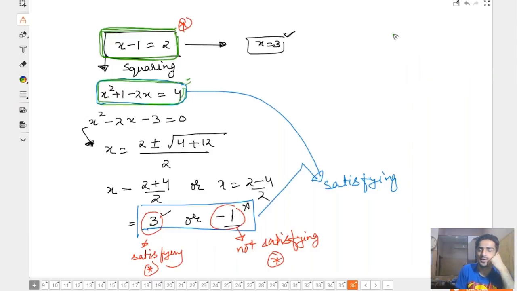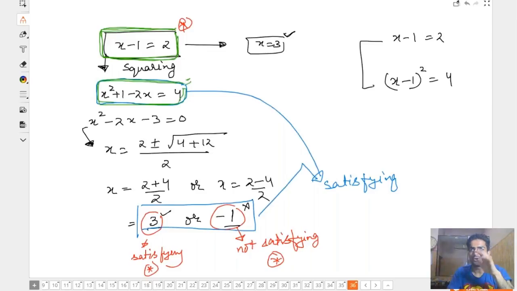Listen. x minus 1 equal to 2. (x minus 1) square equal to 4. Do they look like same to you? Sorry, Anirudh, for that. Just comment on this thing. Do they look same to you? Certainly not.